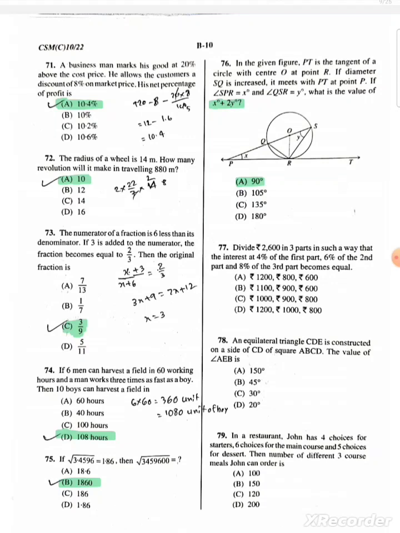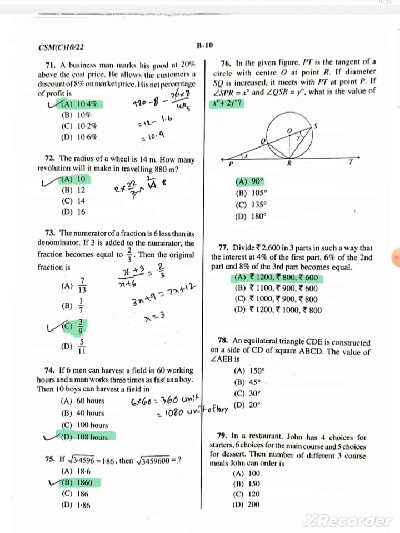Question number 77, divide 2600 in 3 parts in such a way that the interest at 4% of the first part, 6% of the second part and 8% of the third part becomes equal. It's 1200, 800 and 600.